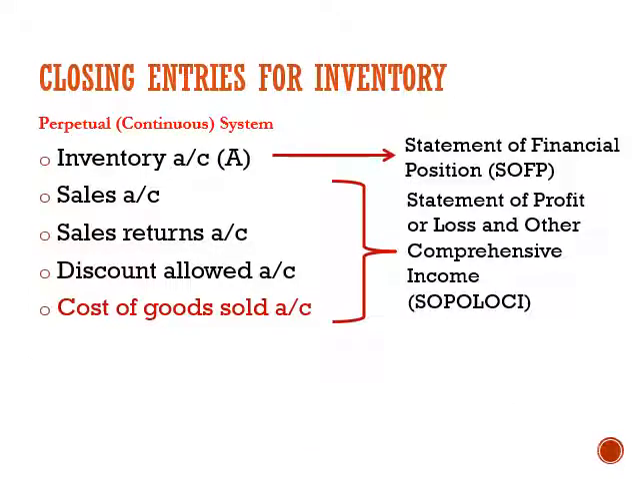For the closing entries for inventory, under perpetual system, we have several temporary accounts with one temporary account that is unique to perpetual system. We have sales account, sales returns account, sales discount account or discount allowed account, and cost of goods sold account. The cost of goods sold account will only appear in the books of accounts under perpetual system.